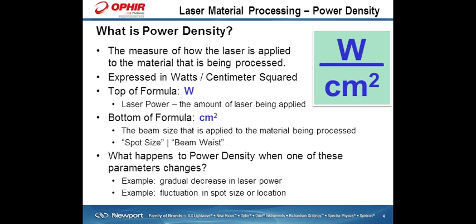It's a term that's expressed in watts per centimeter squared, okay? So the top of the formula is the W. It's the watts. Now, what is watts? Watt is the laser power, or the measurement of the laser power, the amount of laser that's being applied. The bottom of the formula is centimeter squared. This is a unit of area. So it represents the beam size that's being applied to the material being processed. So you've got how much laser, and then you've got how big of a laser being applied. And both of these laser characteristics are very important to measure and to understand in material processing.